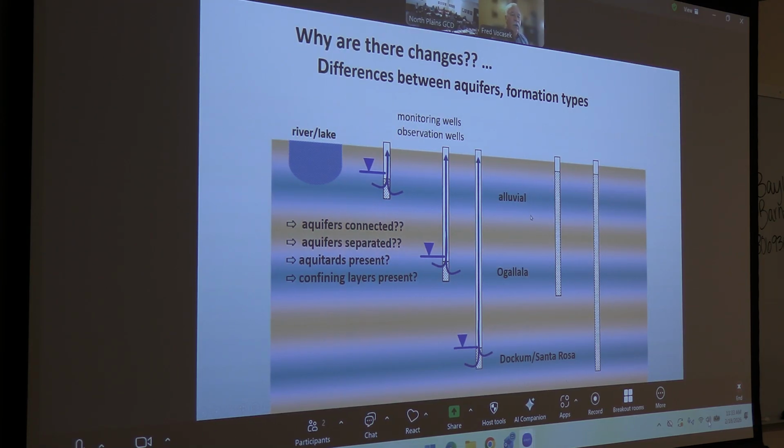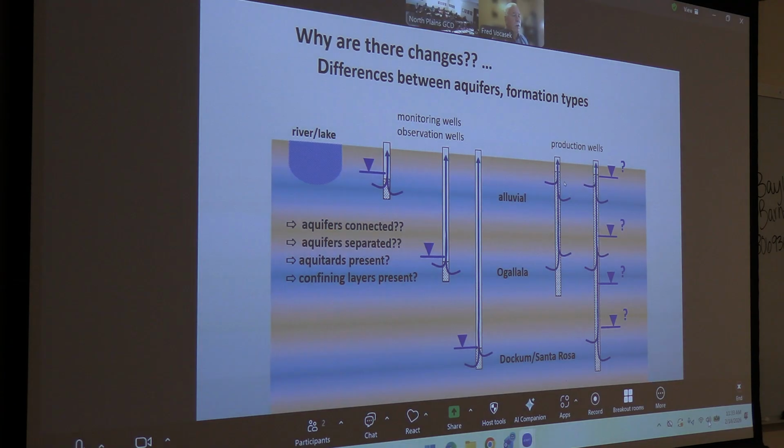But when we install production wells, very often they're screened from top to bottom because we're after yield. So when we look at water quality, we get potentially a mixture of different levels, different times, and this sort of thing. So that water quality can be rather different than what we see in a true monitoring well. And so that's important to take a look at.